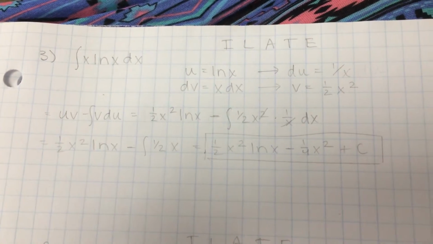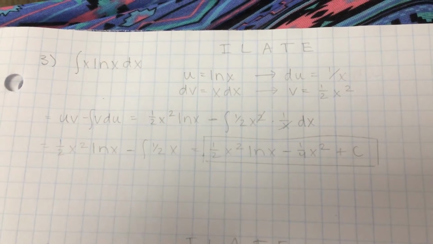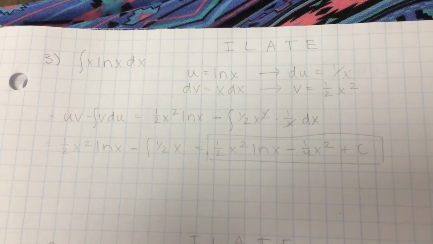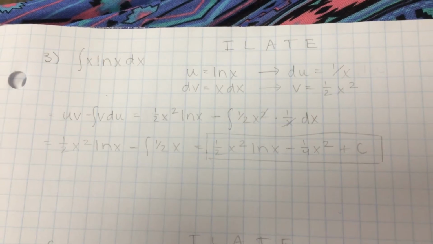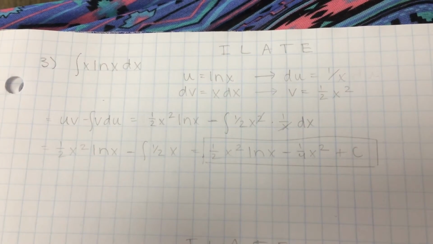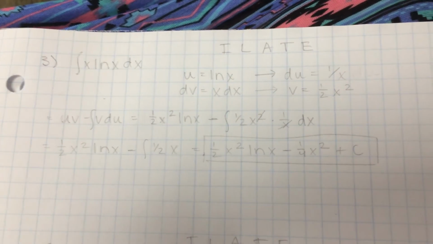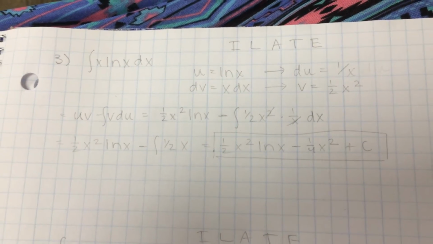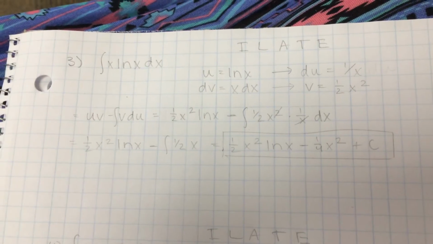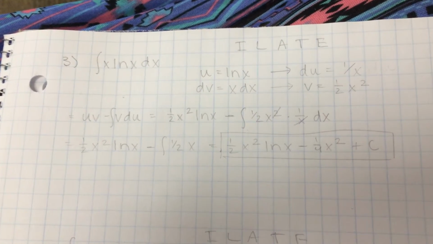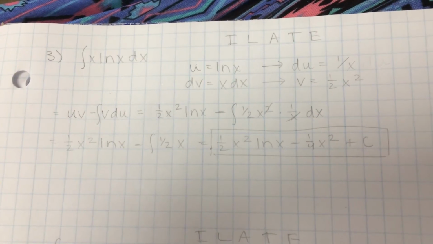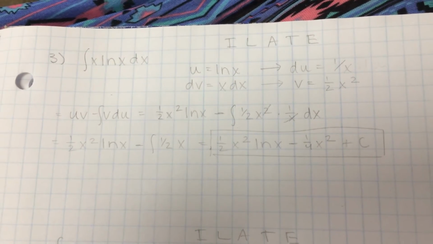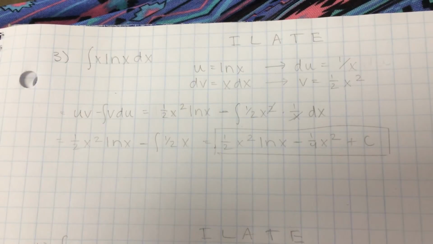So our first step will be to take the derivative of ln x to get that du equals 1 over x. Then we take the integral of dv to get v equal to 1 half x squared. Then we use the equation u times v minus the integral of v du to get 1 half x squared ln x minus the integral of 1 half x squared times 1 over x dx.